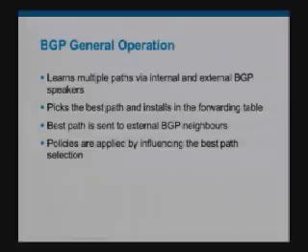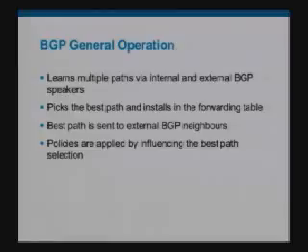It'll pick the best path. There's a defined set of rules which will pick the best path, and that best path is installed into the forwarding table. Best path is sent to external neighbors. Okay, it's not all paths, we just send the best path to external neighbors, and policies are applied by influencing the best path selection. So that's how we implement policies within BGP. So again, we'll see this later on.